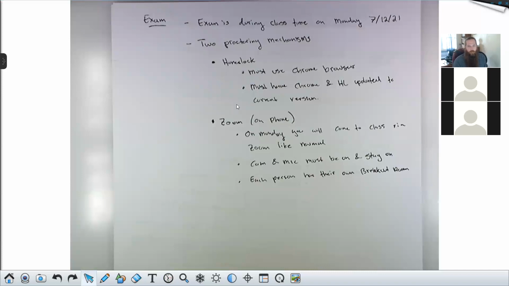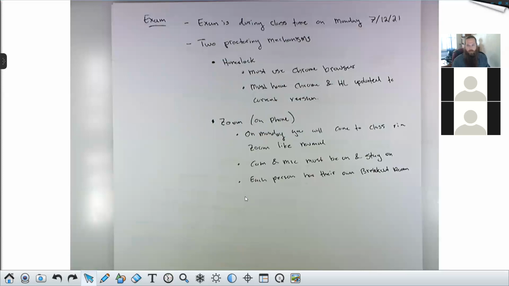So download Zoom on your phone if you haven't yet. I know probably lots of you are on your phone right now. If you're not, that's great. I obviously prefer you be here on your laptop so that we can see a little better what I'm doing. But you need to download Zoom on your phone. And we're going to use both HonorLock and Zoom to proctor the exam on Monday.